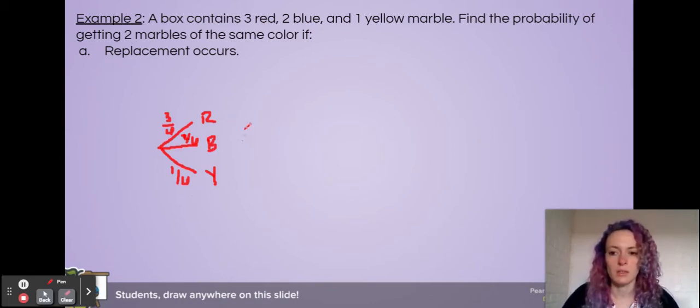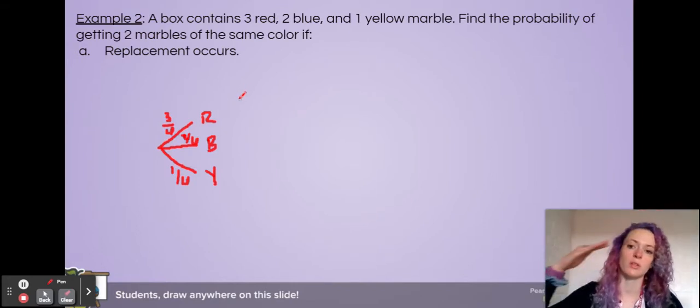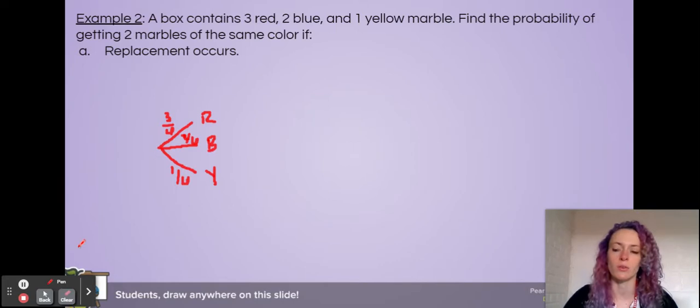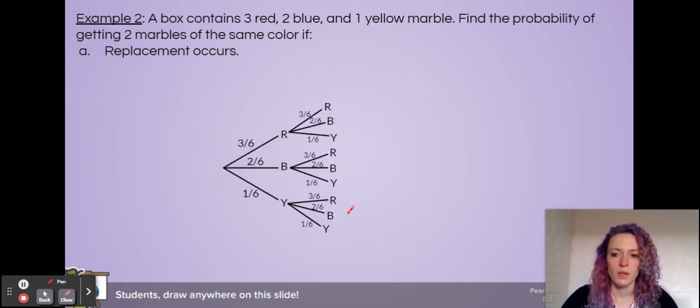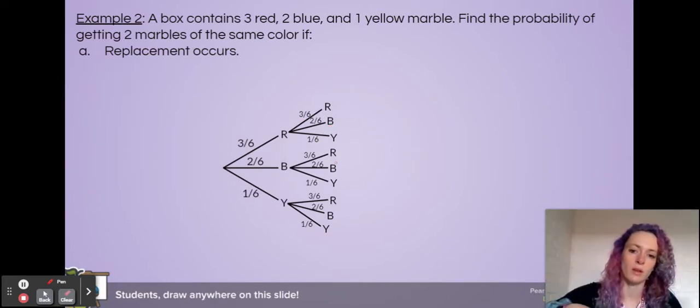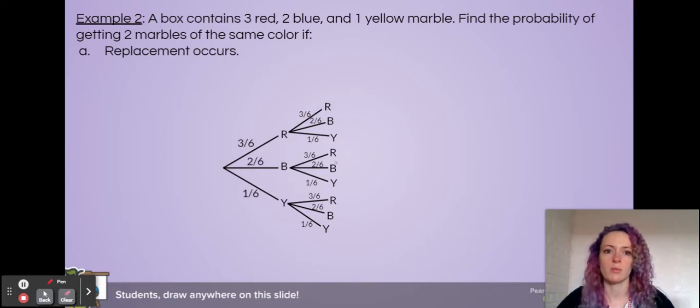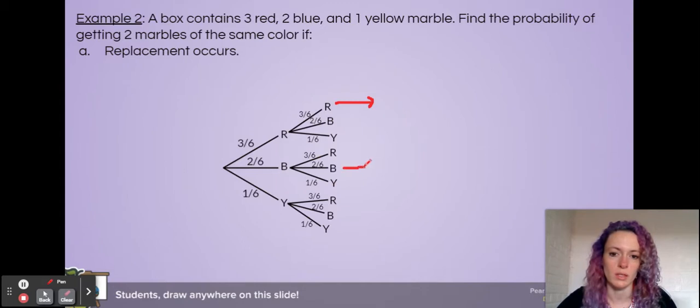So I'm going to take this same branch and I'm going to repeat it for the red if it was drawn first, the blue if it was drawn first, and the yellow if it was drawn first. All right, so again, that same 3-branched diagram for the red, the blue, and the yellow. So now we're looking to see the probability of getting 2 marbles of the same color. So that could mean 2 reds, so I'll look at this top branch. That could mean 2 blues, so I'll look at this branch in the middle. Or it could mean 2 yellows, so the branch at the end.